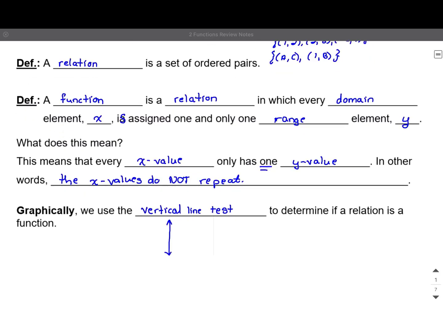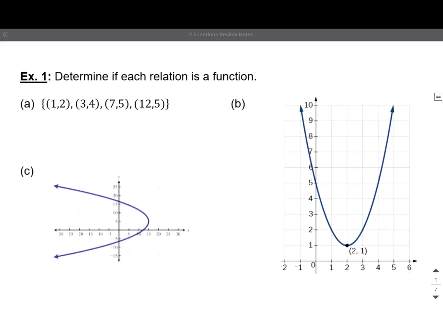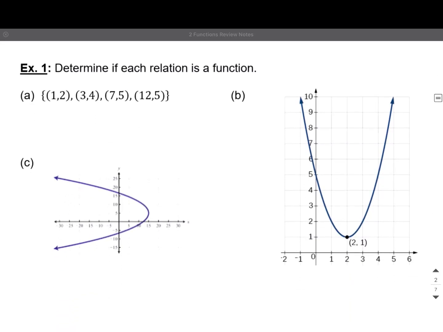So let's look at a couple of examples. So here we have example 1. Okay, it's a nice set of ordered pairs. Is this a function? Well, what we do is we look at our x values. 1, 3, 7, 12. Did I repeat any values? No, I didn't. All my x values were used once. So yes, this is a function.